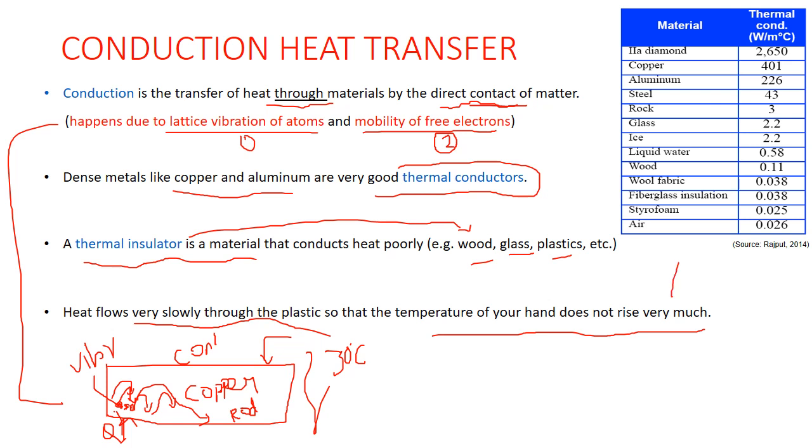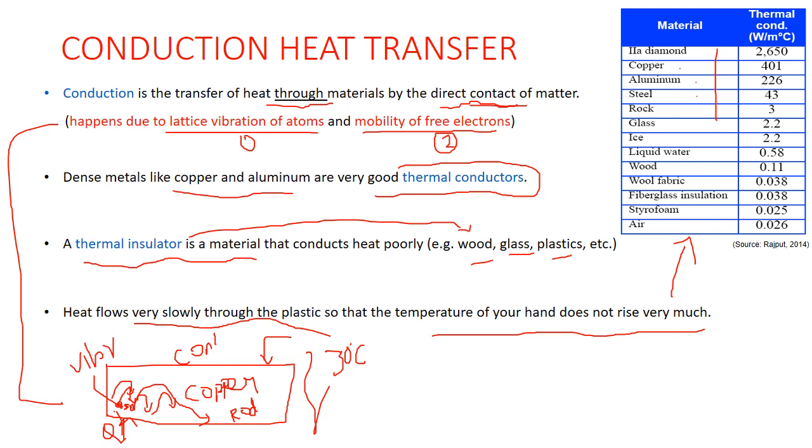When you look at this table, you can see the difference in the values of thermal conductivity. We will see what thermal conductivity is in the next slide. Look at the materials here, from diamond, copper, aluminum, steel. The thermal conductivity is 2000. See, it is a very high value.